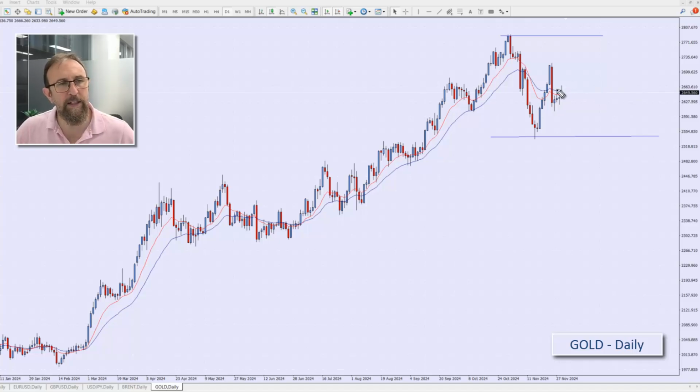The other possibility is that this particularly happens. All right, but let's just wait and see. We don't have to commit to anything. We're trying to find the highest probability trades, and that's what this is all about. Okay, so there you go. There's the analysis for this week.